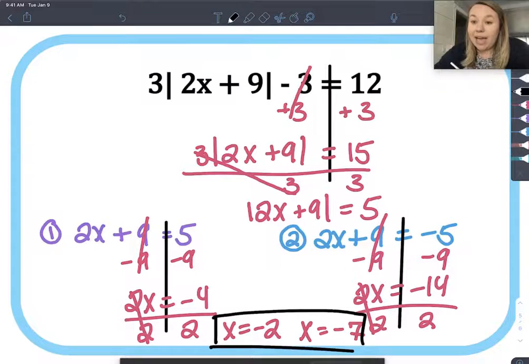And again, you can go back in and check. And I would always recommend starting with that first one that we were given. So 2 times negative 2 is negative 4. Negative 4 plus 9 gives us a positive 5. 5 times 3 is 15. 15 minus 3 gives us 12. So the first equation's all set. Now, negative 7 times 2 gives us negative 14. Negative 14 plus 9 is negative 5. Absolute value of negative 5 is 5, times 3 is 15, minus 3 is 12. So we are all set for that.